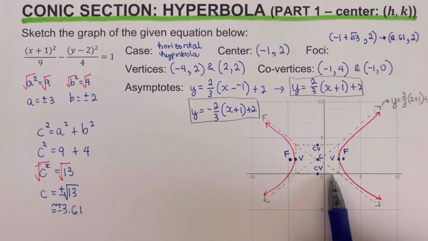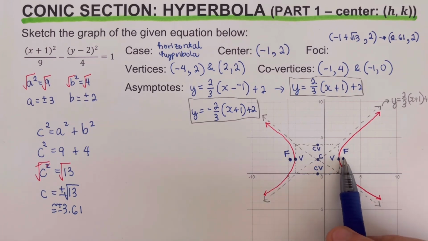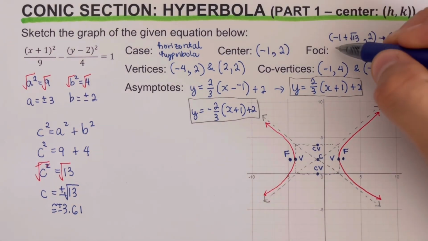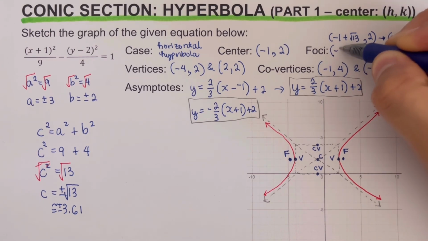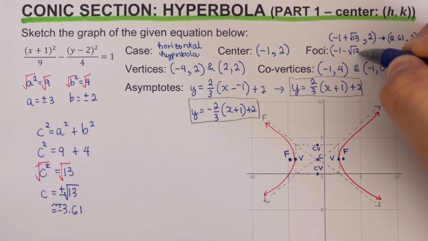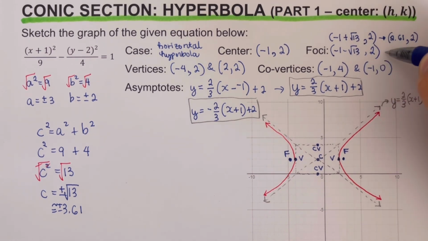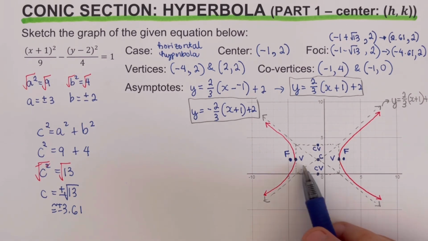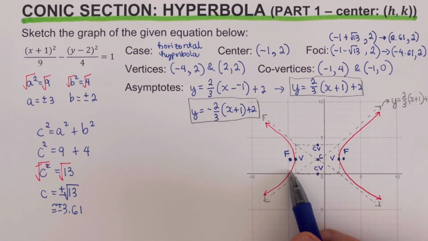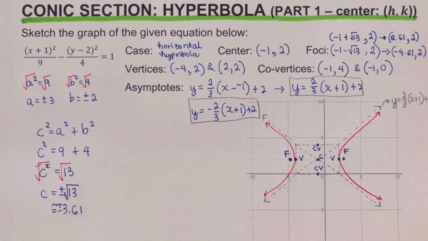So that is 2.61, and then the other one is going to be h minus c. So that is -1 minus square root of 13 comma 2, and if we change that to decimal, that would be -4.61 and then 2. So -4.61, so that's right here. X is -4.61, and then positive 2 on the y. So that is where the two foci are located.